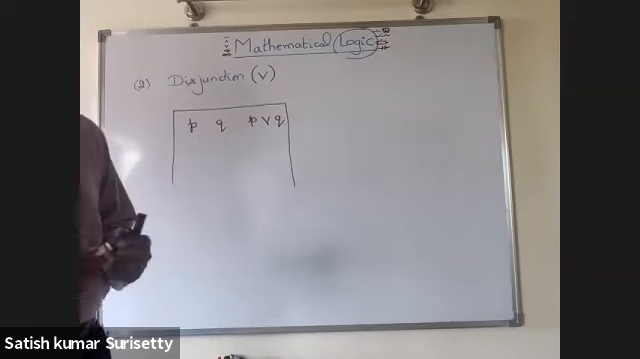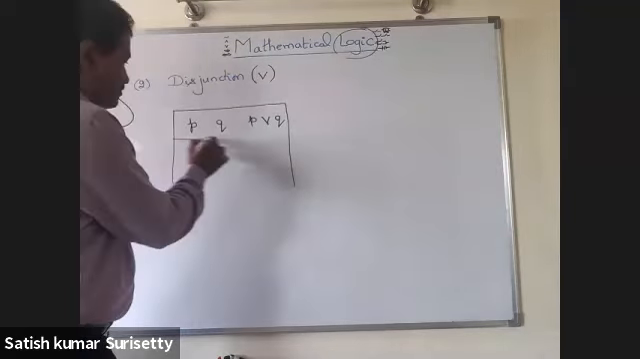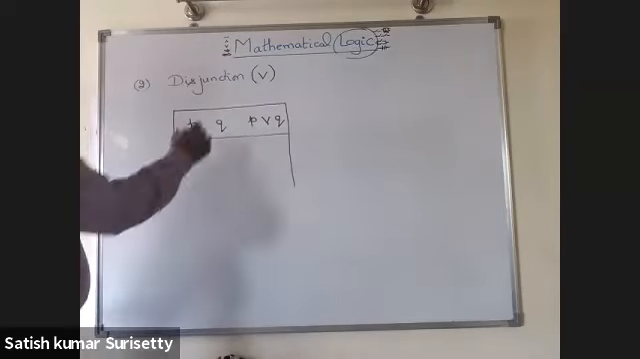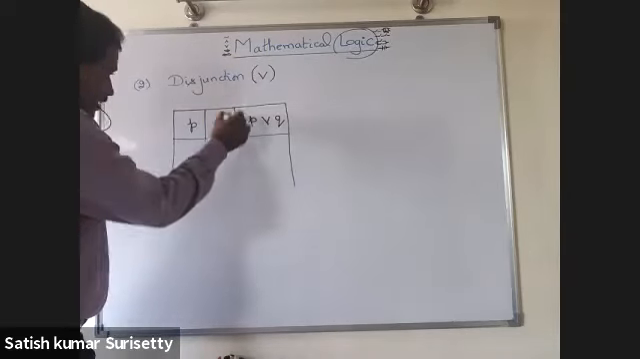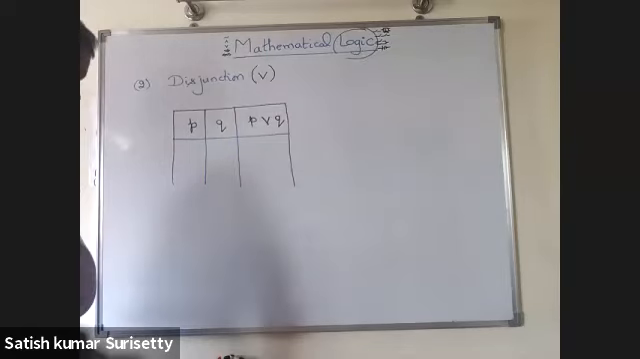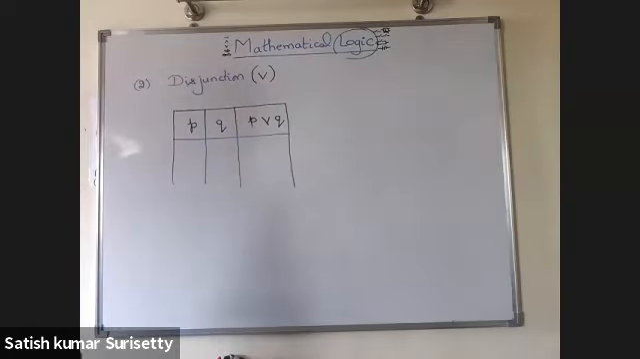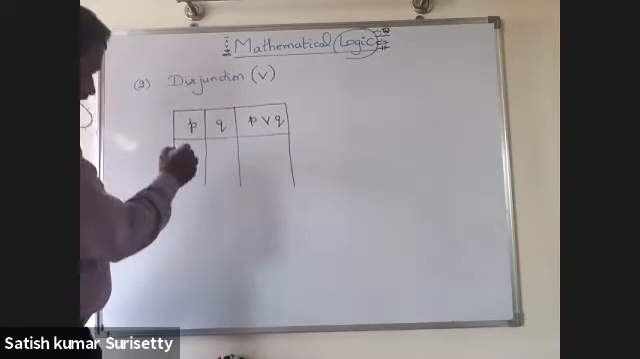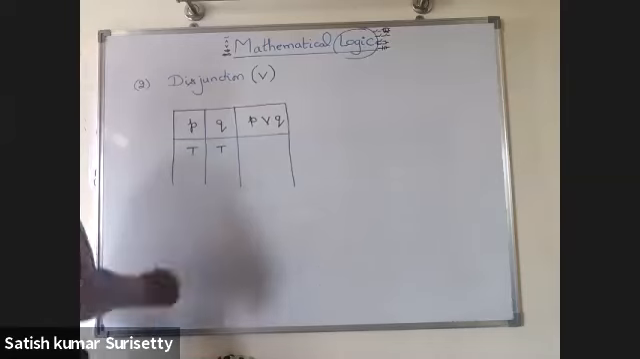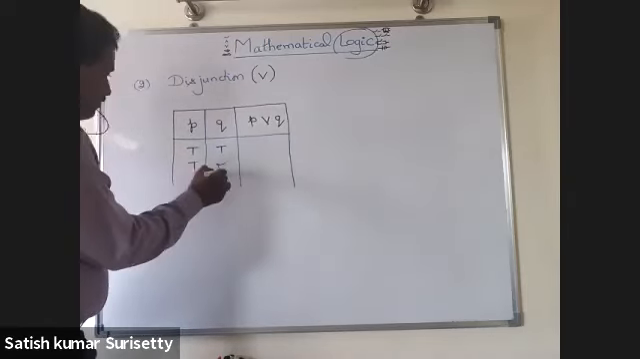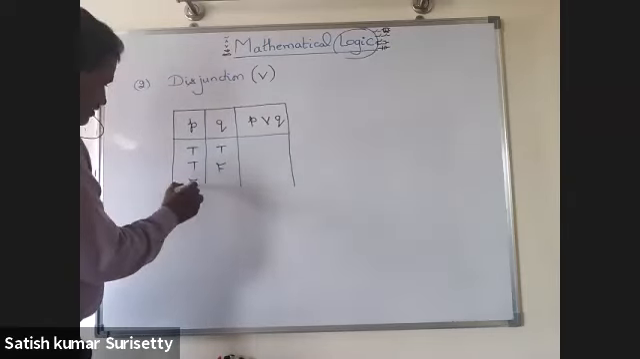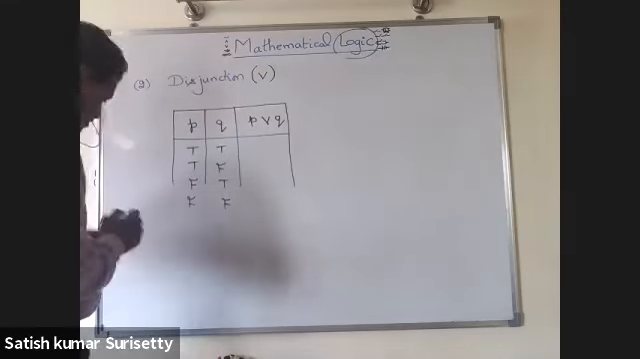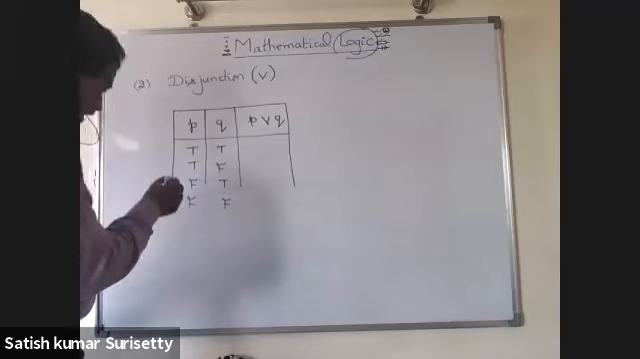Disjunction. Here we are using two statements, one is P and another is Q. Now you have to take all possible truth values of the given statements which are involved in it. That is true, true; true, false; false, true; false, false. So all possible cases we have to consider.